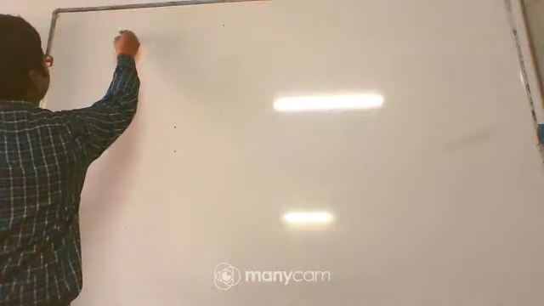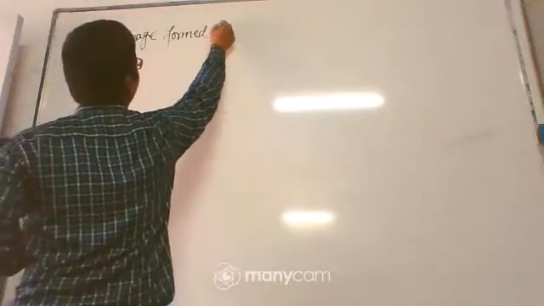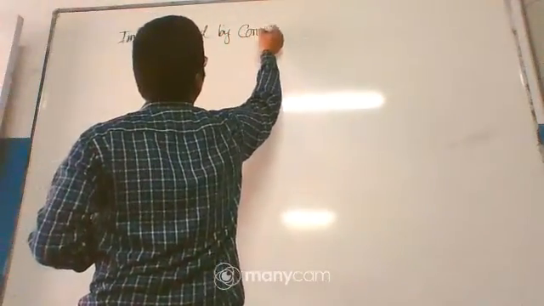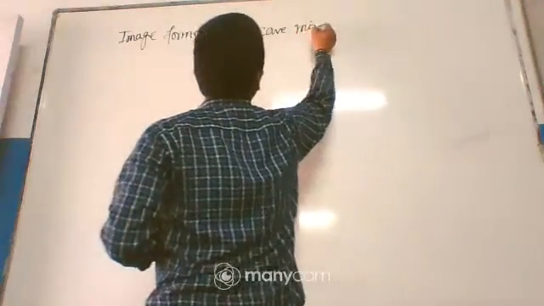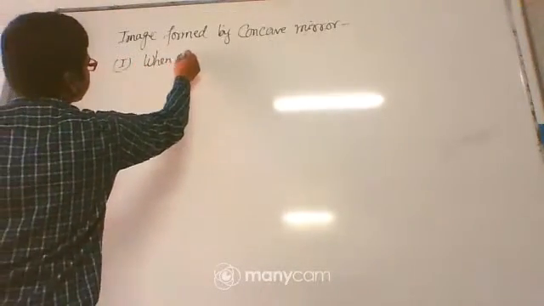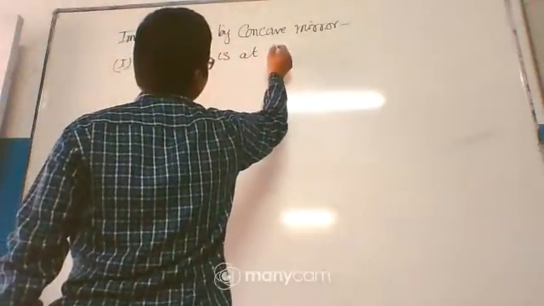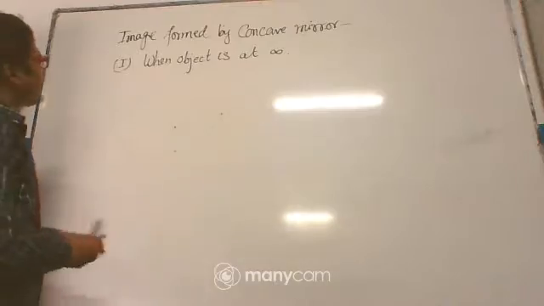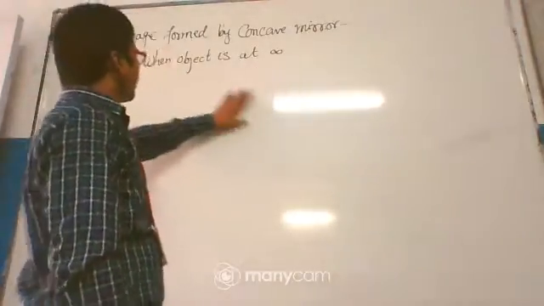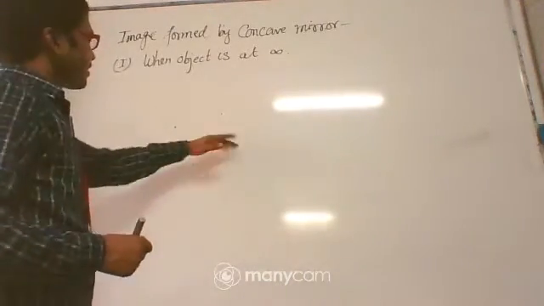Image formed by concave mirror. Okay, so let's see the first case, when object is at infinite. Students, this is the case. First case, when object is at infinite. So you should try to draw the ray diagram for image formation in this case.